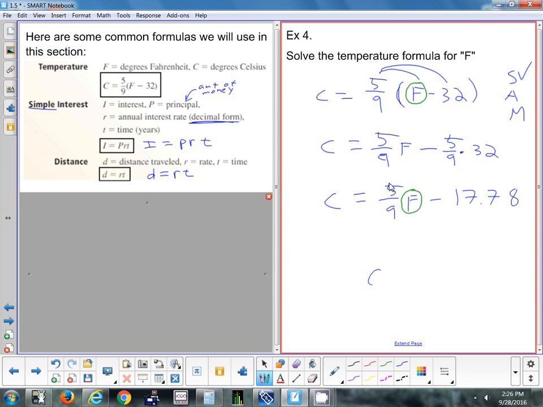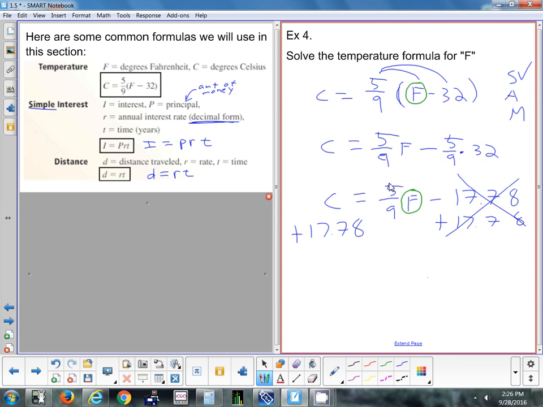What would you do if you had something like this? Let's say, I'll just write it without a fraction for now. Yeah, you'd minus the 2, right? So in this case, I don't have quite as nice of a number. And what are you going to do to move it to the other side since it's a negative? Yeah, we're going to add it. So just add 17.78 to both sides.